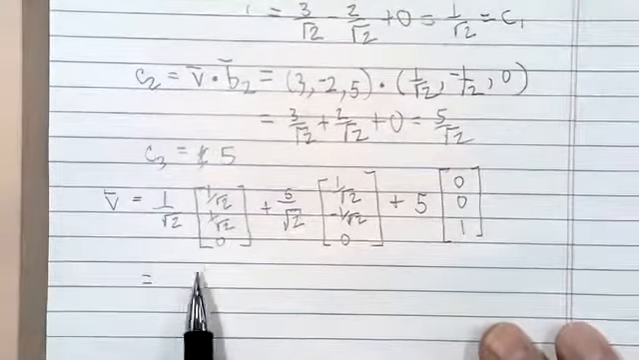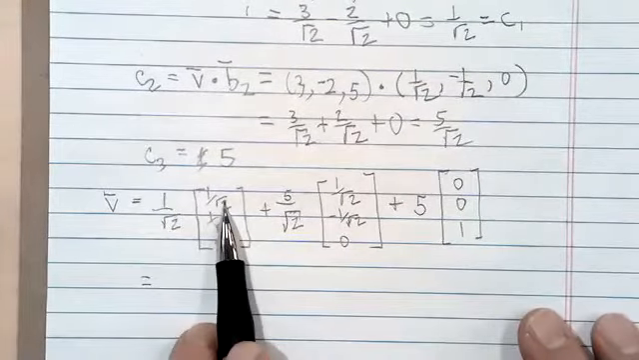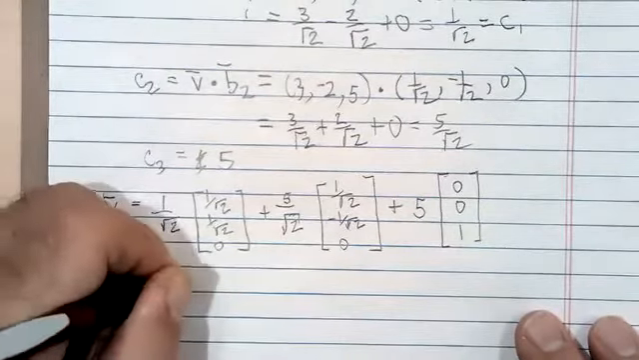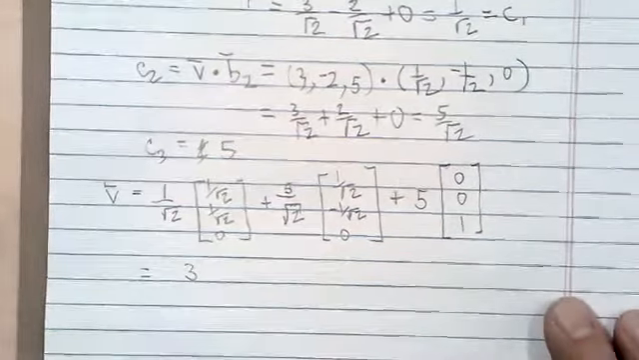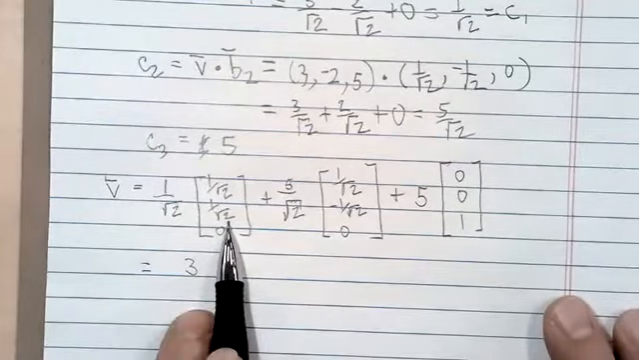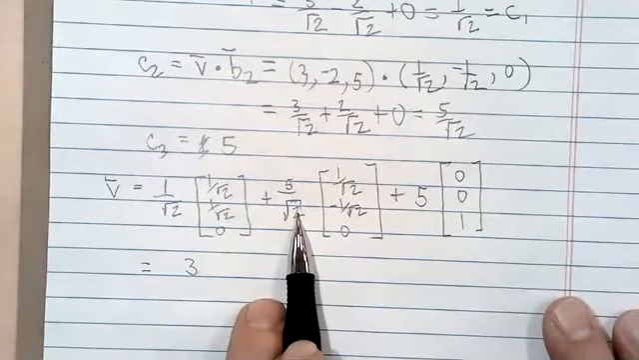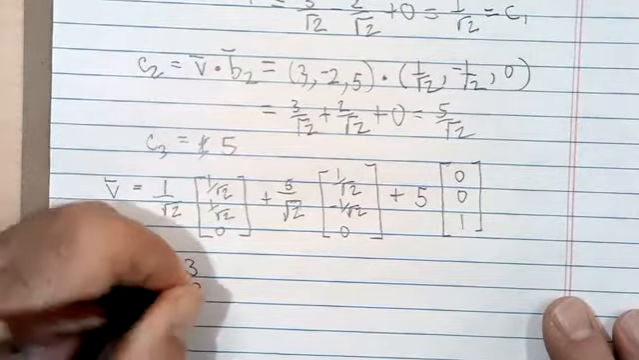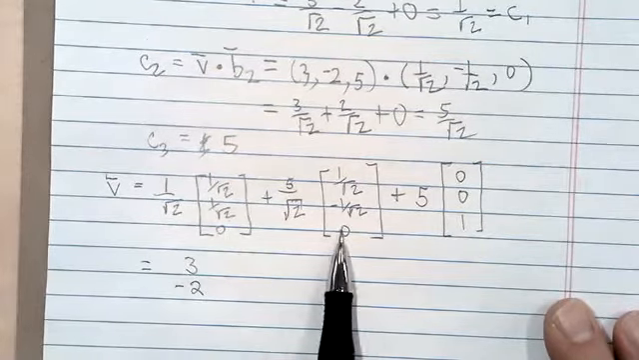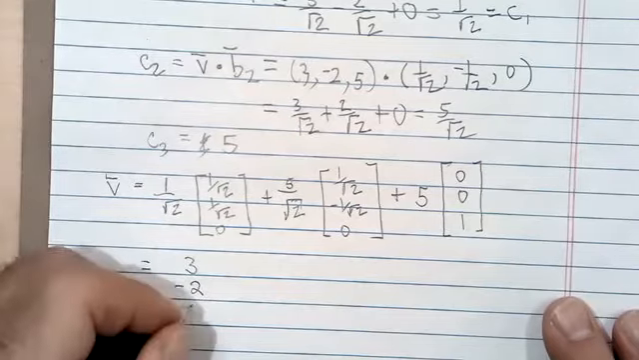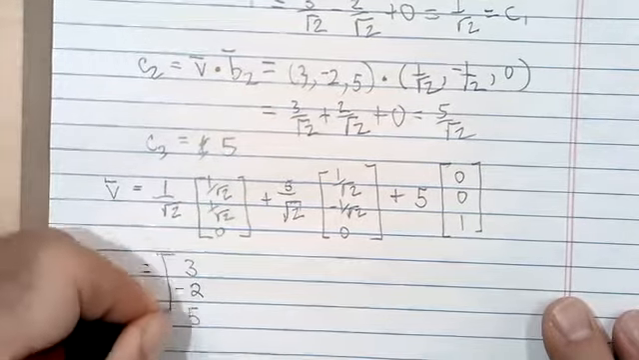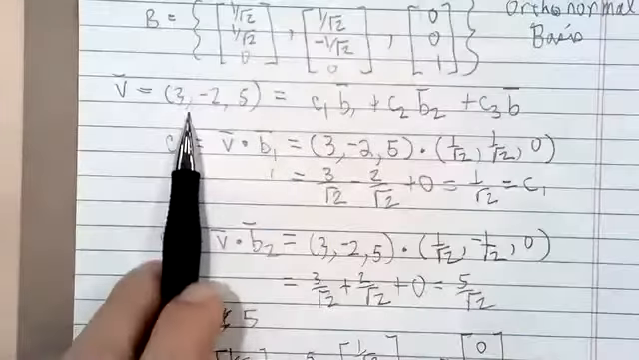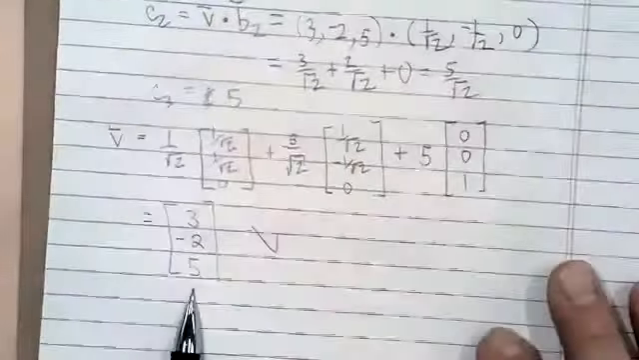Well, let's give this a try. It gives 1/2 plus 5 halves, 6 halves is 3 for the first entry. 1/2 minus 5 halves makes minus 4 halves, -2 for the second entry, and then 0, 0, and 5 for the third entry. Sure enough, that's what we wanted, (3, -2, 5).